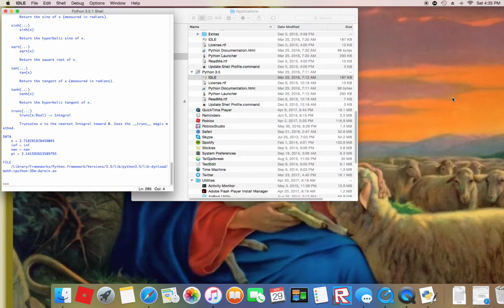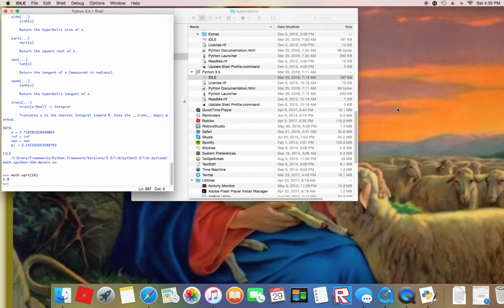So here is, for an example, suppose I want to take the square root. So here's the square root function. In order to use that function, you would type in math.sqrt, and then whatever number you want to take the square root of. So if we wanted to take the square root of 16, you do math.sqrt of 16, enter, and it gives you 4.